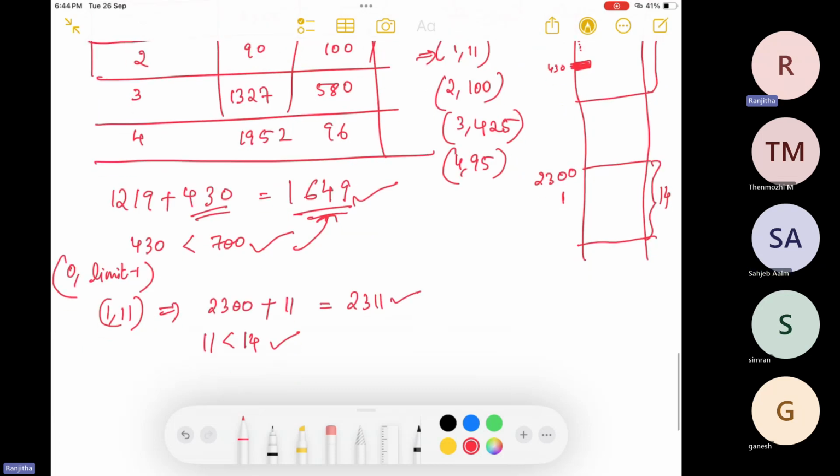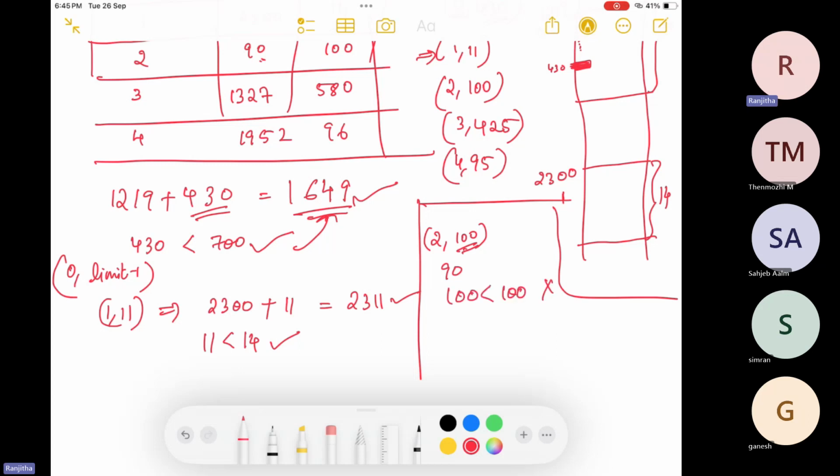Now for 2, 100, the base is 90. But if we see here, the offset is 100. Is 100 less than 100? No, right? The valid range is only 0 to 99. So 100 has crossed the limit. We cannot generate the physical address, and this will create a trap.